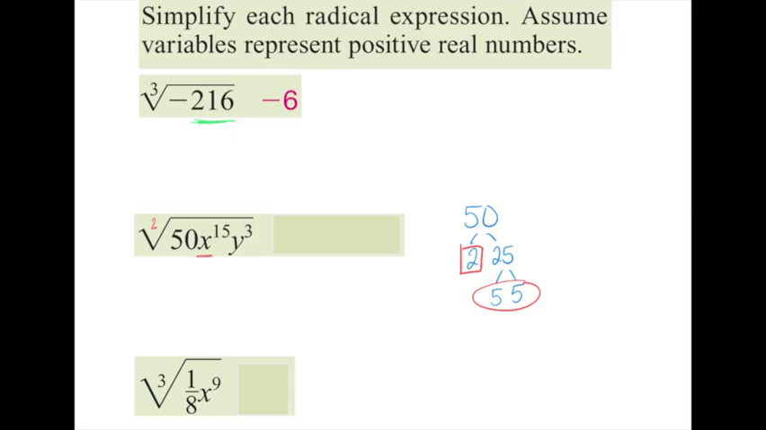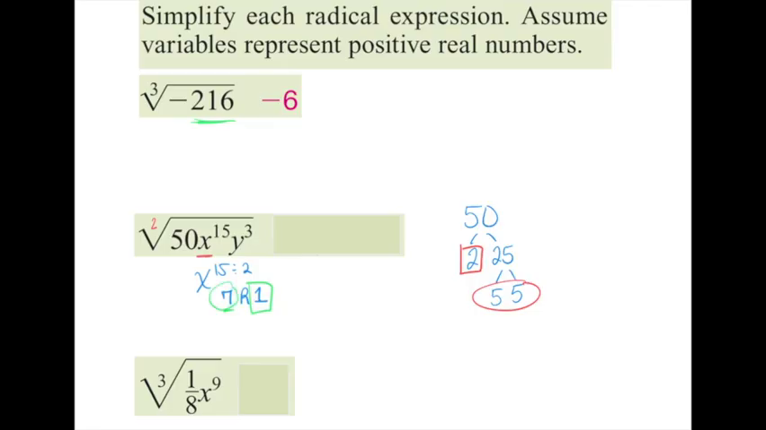For these two, we're going to do more of these. I'm going to use my same method here. 15 divided by 2. That does not evenly divide. 15 divided by 2 is going to be 7 with a remainder of 1. All right? The 7 tells me how many x's come out. The remainder tells me how many x's stay in. So 7 x's will come out. 1 x will stay in.